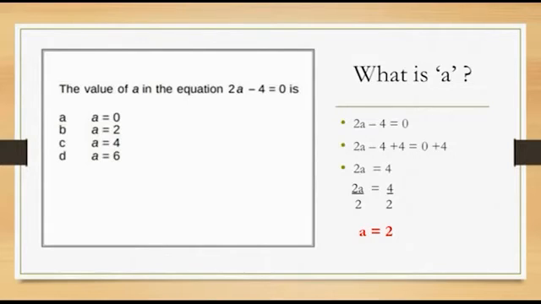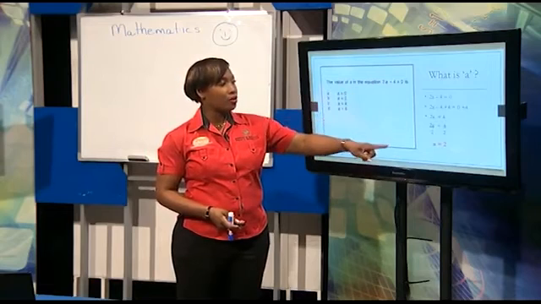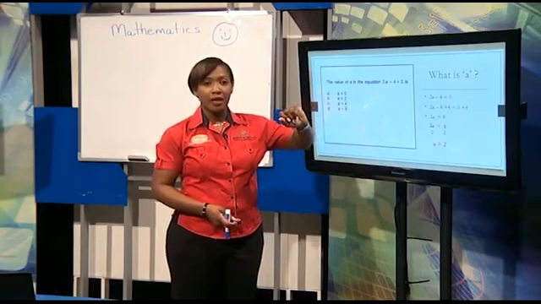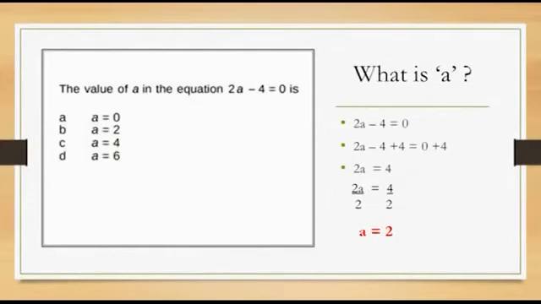So let's see. If I substitute where I see a with 2, 2 multiplied by 2 is 4. 4 subtract 4 gives me 0. Excellent work.